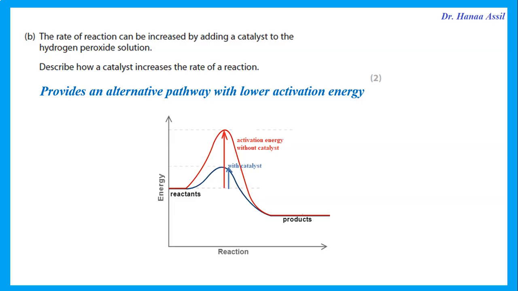So if I have a reaction, reactants go into products, originally without the catalyst, the activation energy is the difference in energy from the reactants to the top, so that's a high activation energy without the catalyst. But when we add a catalyst, what does it do? It provides an alternative pathway. That means it causes the reaction to happen in a different way that has lower activation energy.